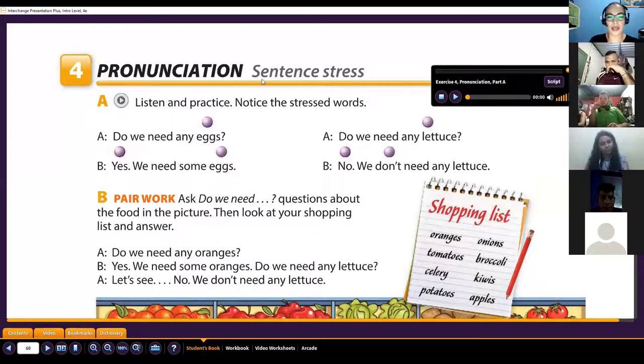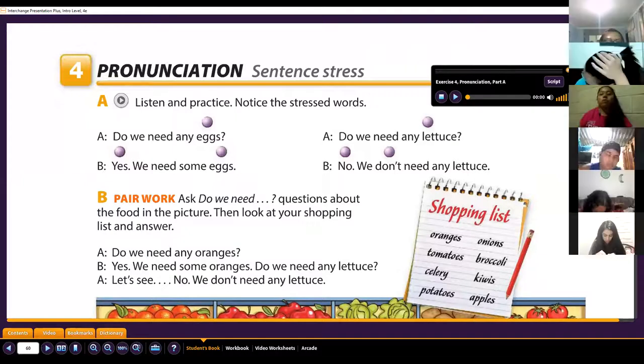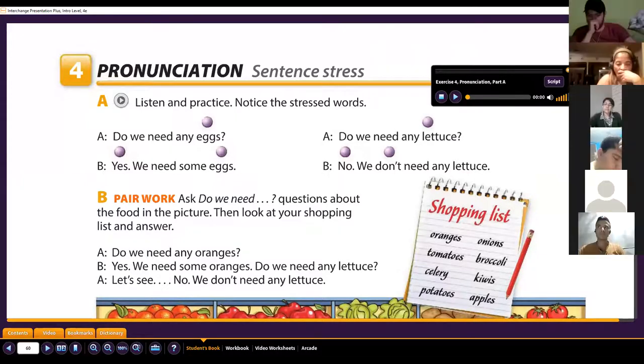Okay, so as you see, the most important words in a sentence are stressed. And this is what normally happens. So you don't have to feel worried about listening because the most important words are the ones that can give you a clue of what these people are talking about. So let us repeat. Do we need any eggs? Yes, we need some eggs. Do we need any lettuce? No, we don't need any lettuce.